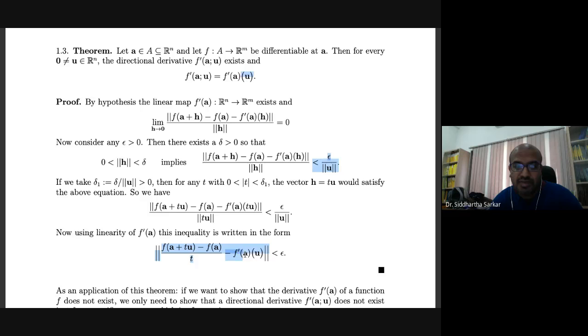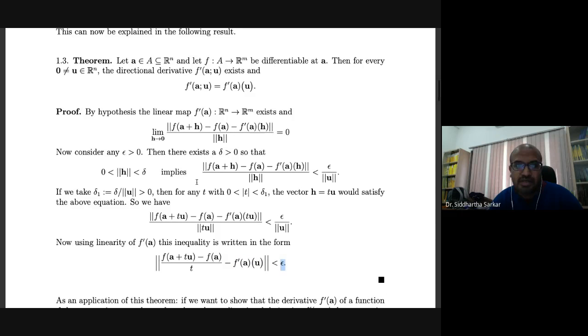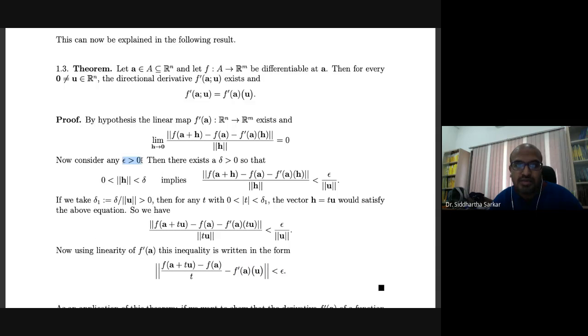Okay, so to have the directional derivative exist, I need to make sure that (f(a + tu) - f(a))/t gets close enough to f'(a)u. So you start with any positive epsilon, and I'm going to manipulate this a little bit. You divide epsilon by the norm of u, so that it still stays positive. And now you use the definition of derivative with this particular epsilon, namely epsilon by norm of u.